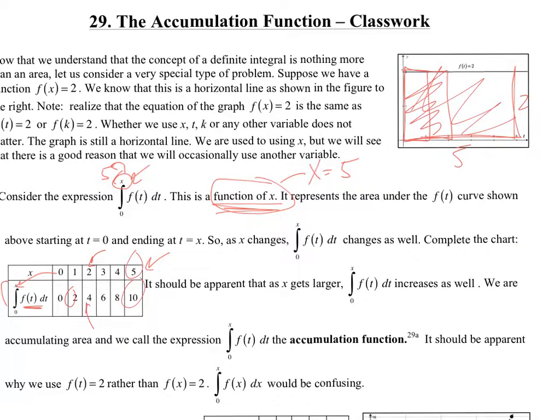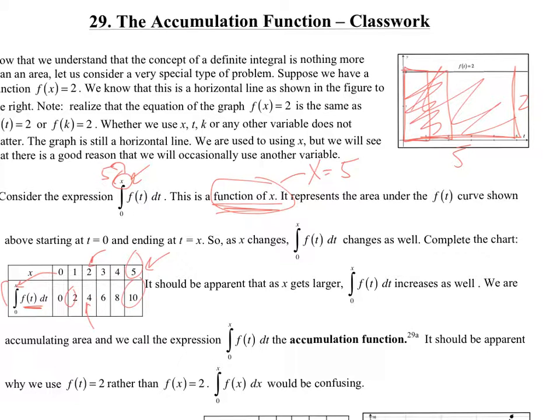So it should be clear that as x gets larger, in this case the integral from 0 to x of f of t dt is increasing as well. What we're doing is accumulating area. If you notice, we started with no area from 0 to 0. Then we went from 0 to 1 and we had an area of 2. Then from 0 to 2, we had an area of 2 and 2, which made 4. And so on, 2 and 4, that made 6.